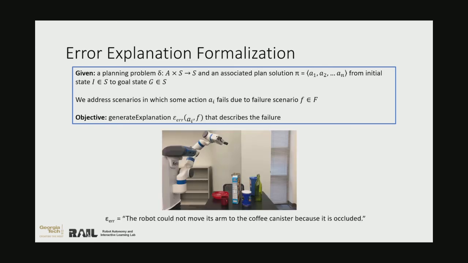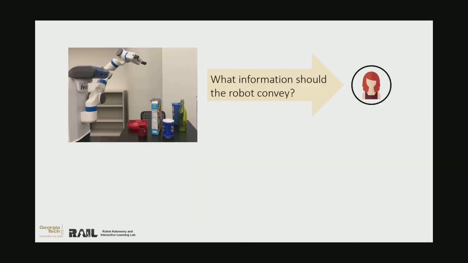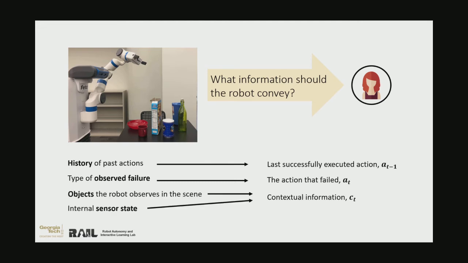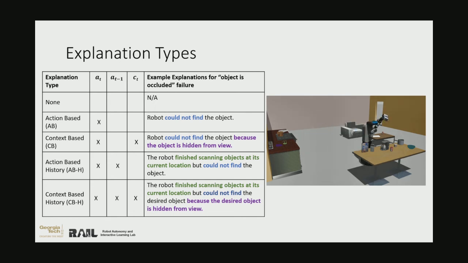For example, if the user wonders why the robot cannot pick up the coffee canister, then an example explanation would be the robot could not move its arm to the coffee canister because it is occluded. So given these definitions, our first research question is to then identify what information the robot should communicate to the user. We identified several types of information that were readily available to the robot, including the history of past actions, which we denote as A sub t minus 1, the observed action that failed, denoted by A sub t, and other contextual information such as objects in the scene or various internal sensor states of the robot that we denote as C of t.